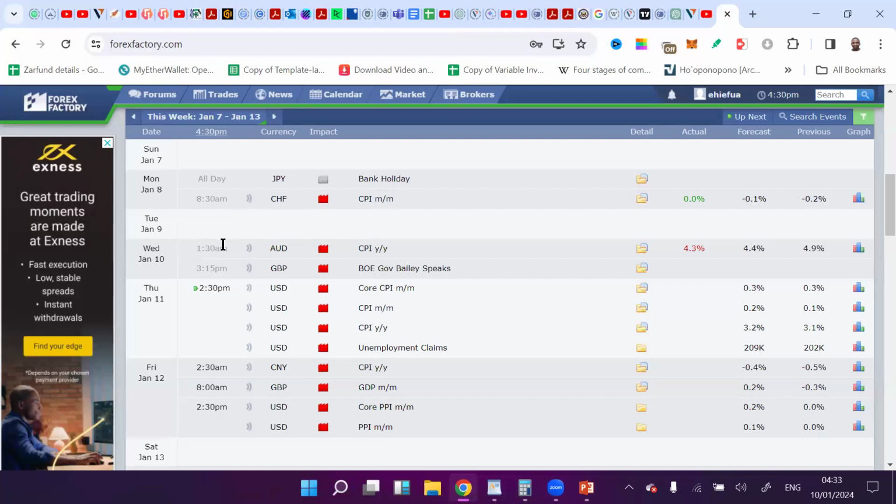So what you will notice is that for economic events that have already passed, you will see that there are 3 numbers there. There's the previous, there's the forecast, there's the actual. The 3 numbers will be complete.